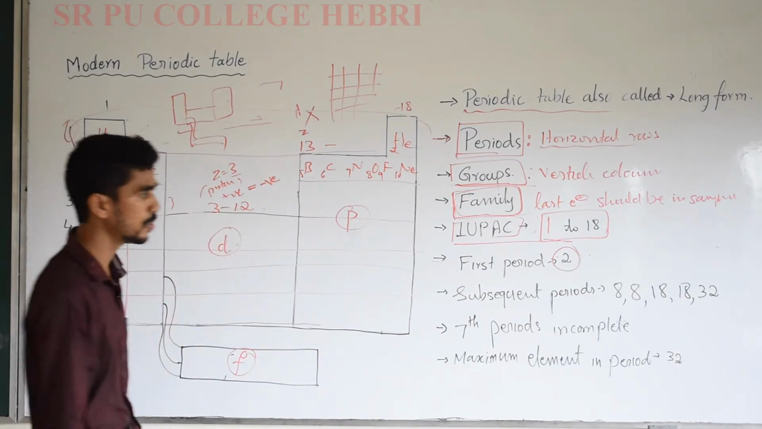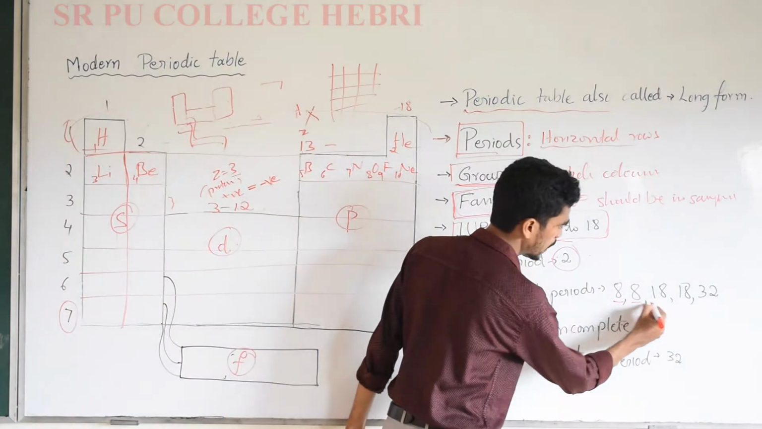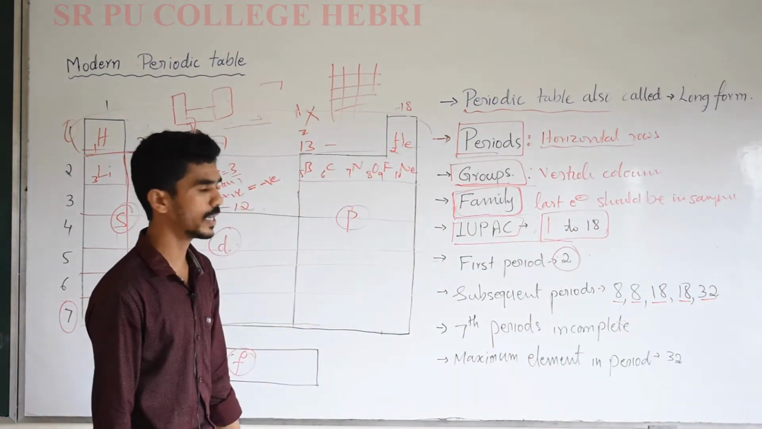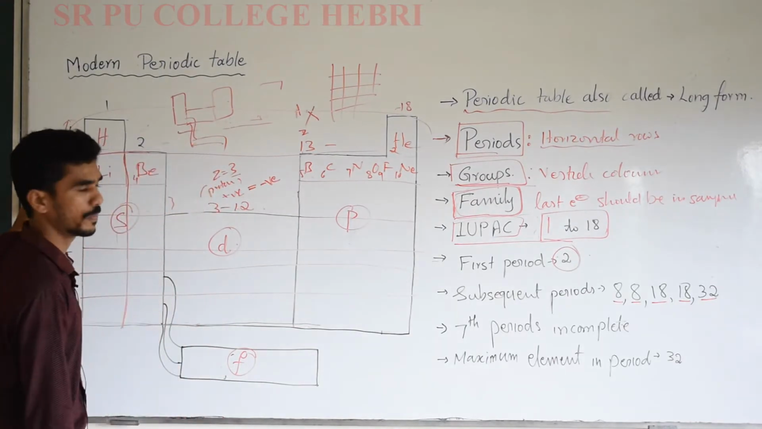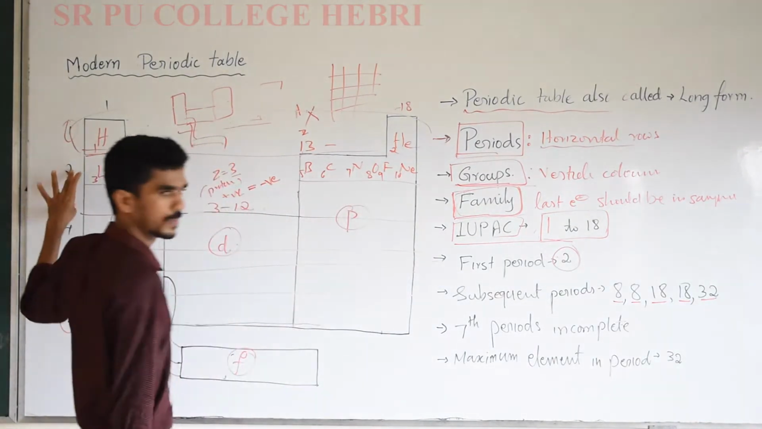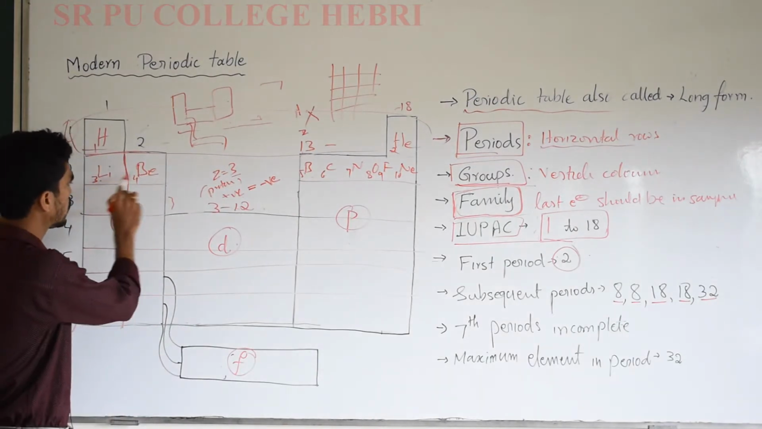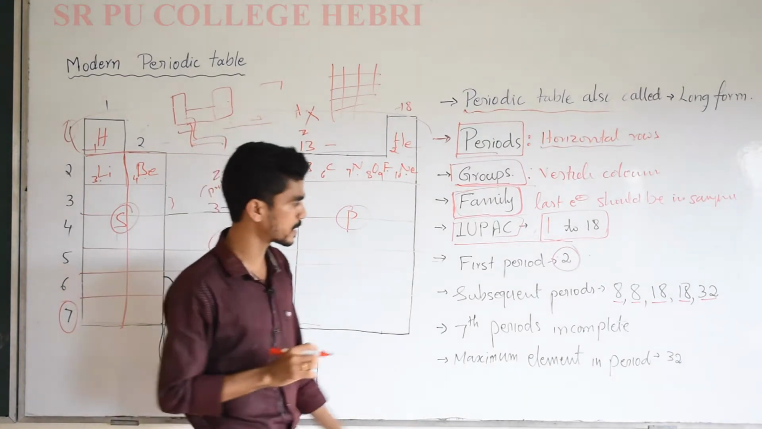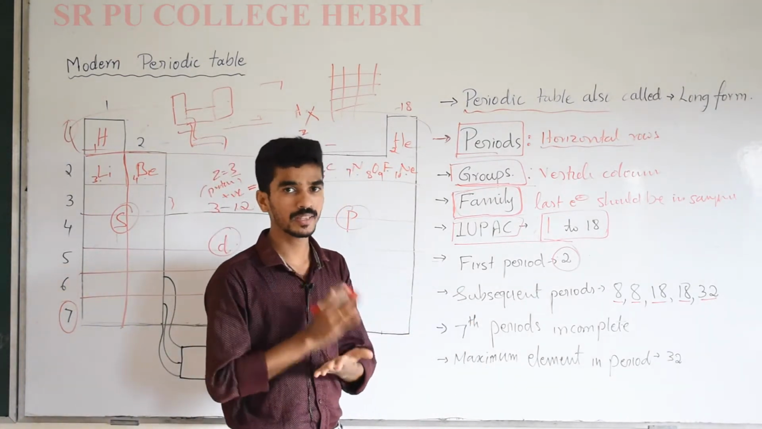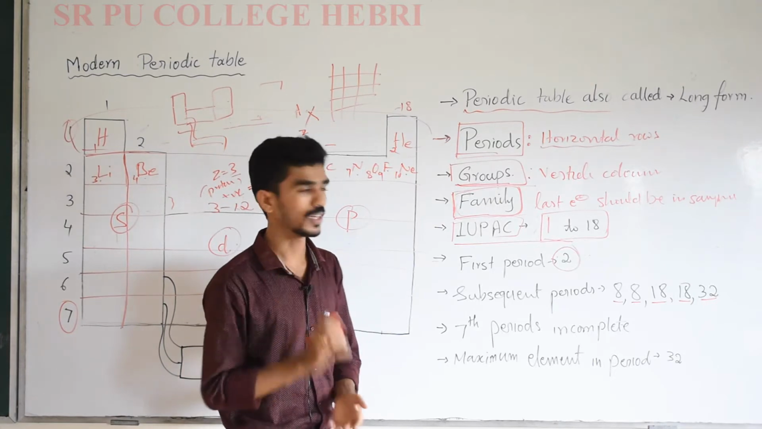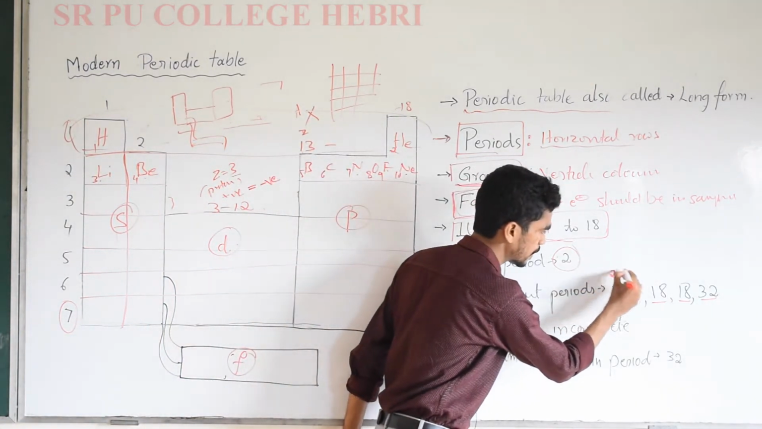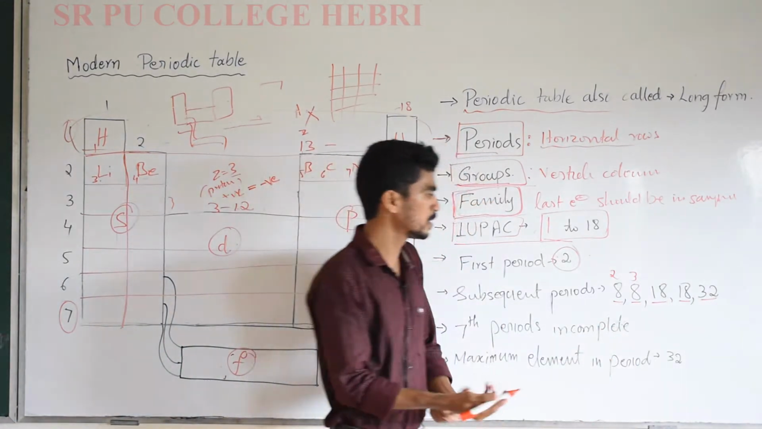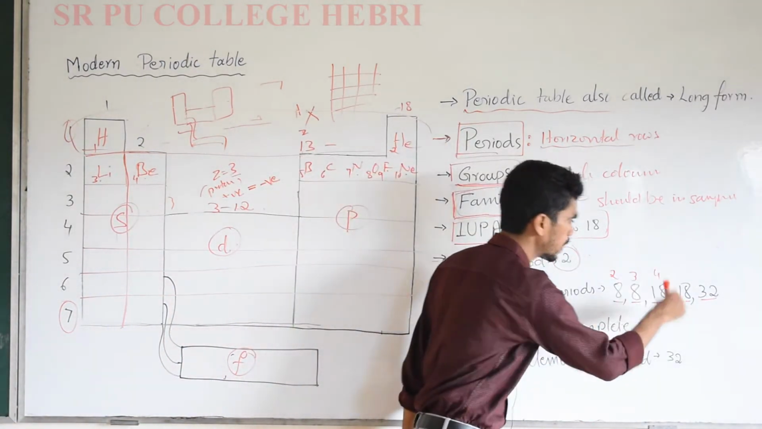So here, what is that? 8, 8, 18 and 32. The second and third periods have 8 elements. Just count here: 1, 2, 3, 4, 5, 6, 7, 8. There are 8 elements present in the second period. Even in the third period, there are 8 elements only. Both are having 8 elements. And after the third period, the fourth period has the D block.